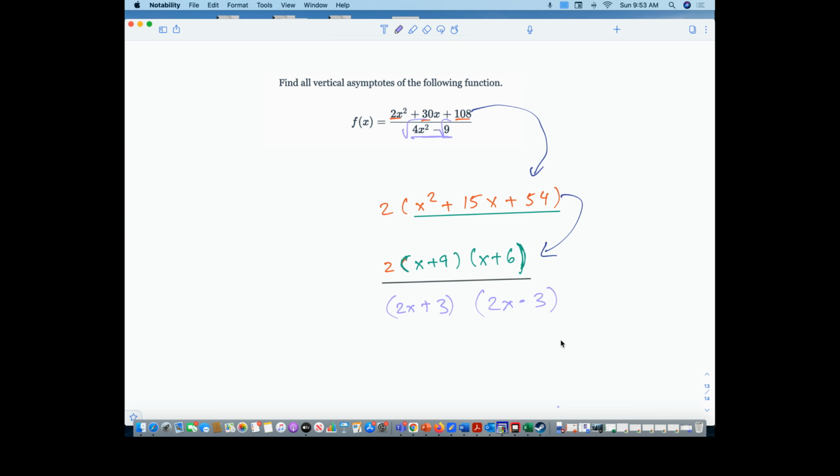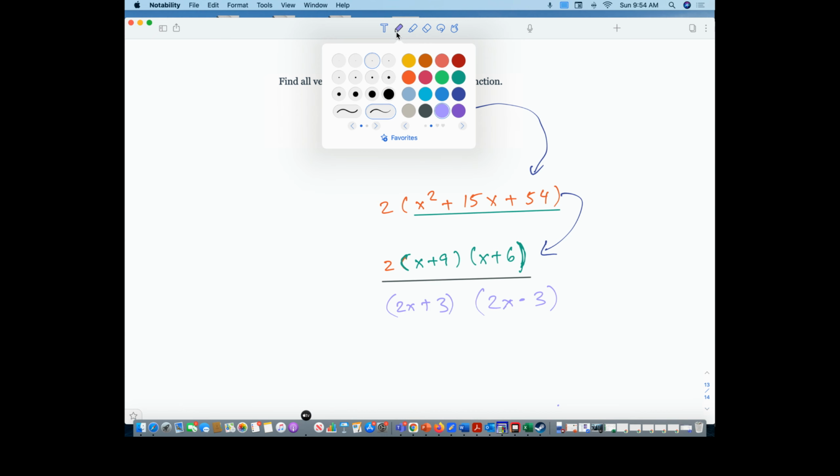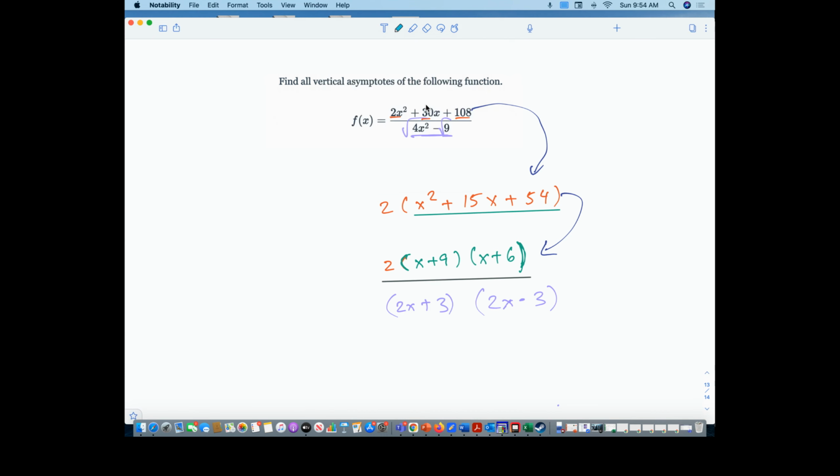Okay, so all those algebra skills you've picked up over the years, they got to stay in your head. And so now we're going to look to see if you have any holes. Okay, so a hole would happen if I could cancel something out like this, right? But clearly that's not the case. To cancel out, they got to be the same. So that's not the case.